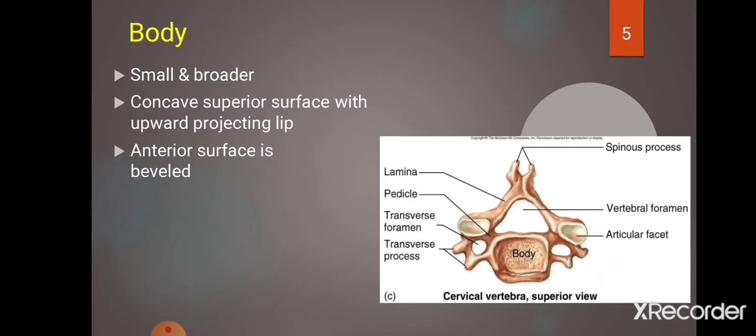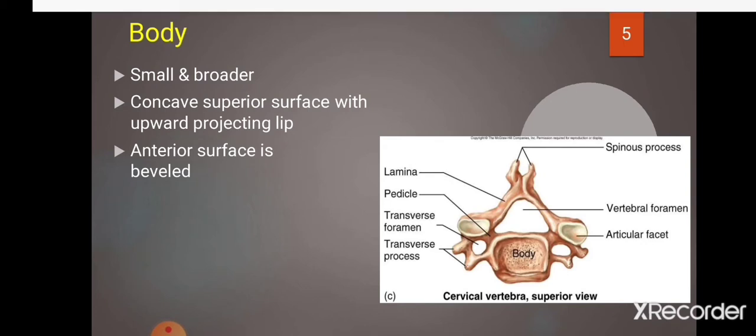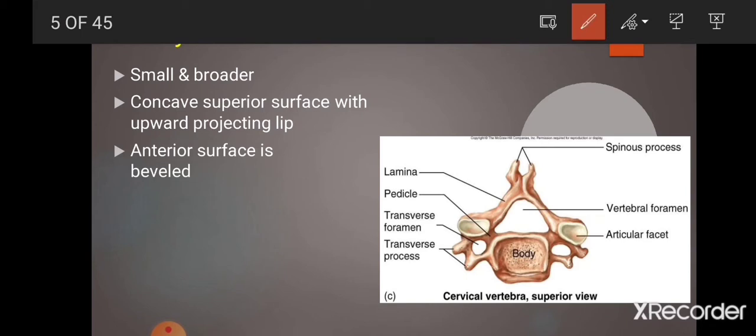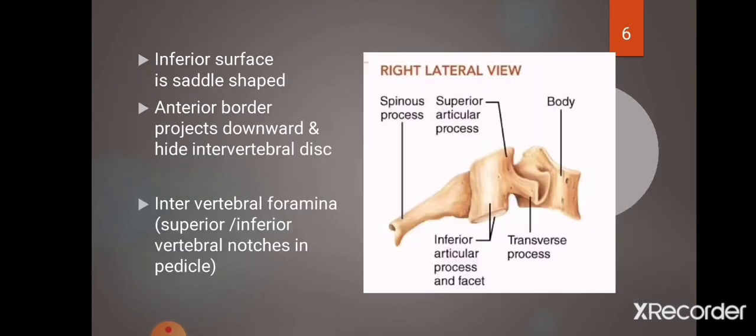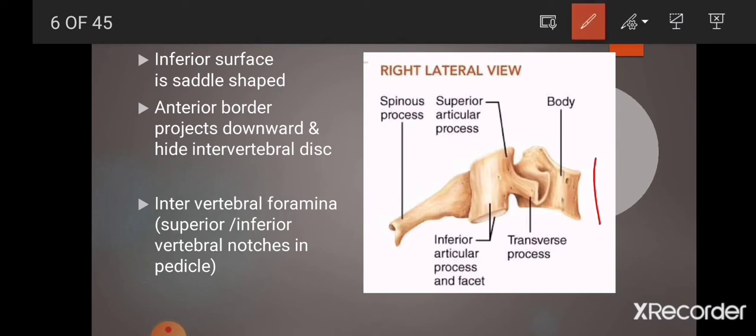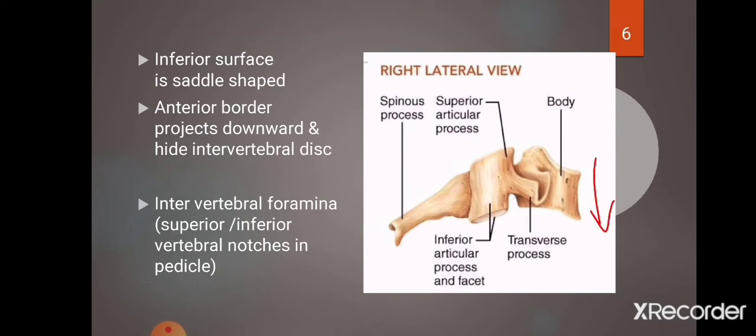Now the body is small and broader, and it has a concave superior surface with an upward projecting lip. So the lips of the superior surface of the body are projecting upwards like this. Here we can see it is projecting upwards, and the anterior surface is beveled. Beveled means sloping downwards. So in the image we can see the anterior surface of the body is sloping downwards. This is an identifying feature of a typical cervical vertebra.